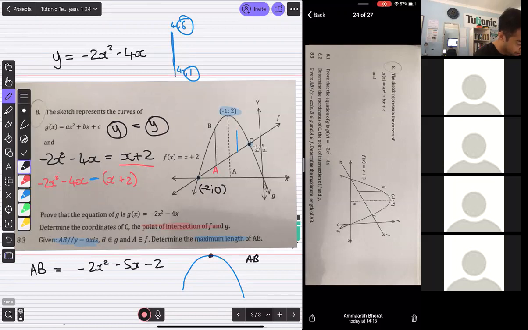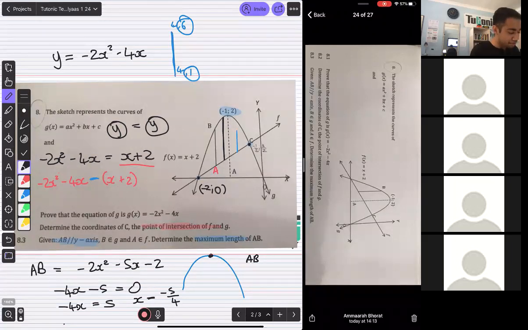And how would you find the maximum value of AB? You make the derivative equal to naught, and minus 4x will equal 5. X equals minus 5/4, which is somewhere here. So do you guys see that?